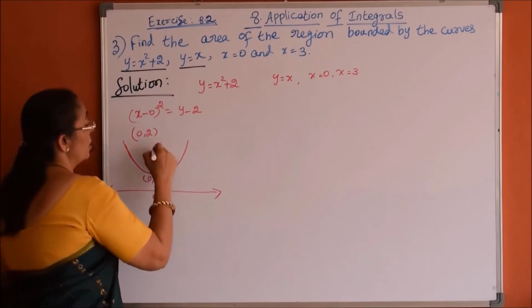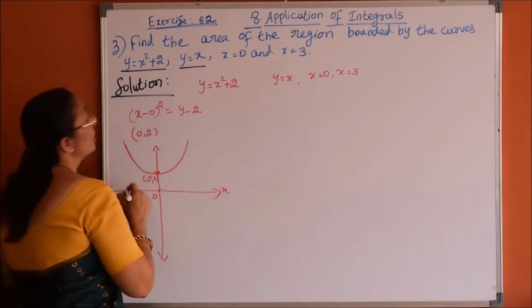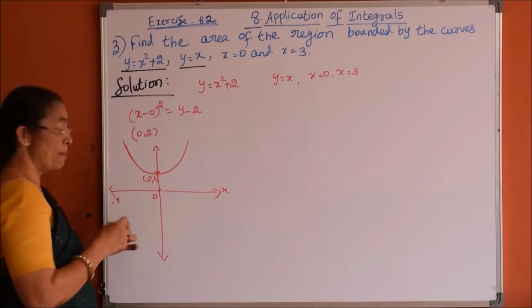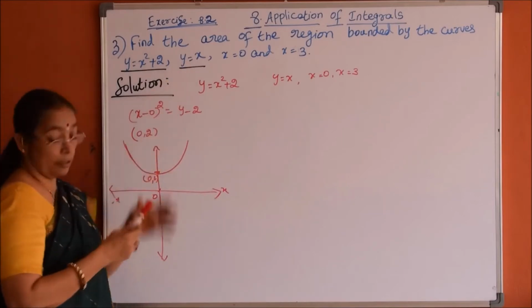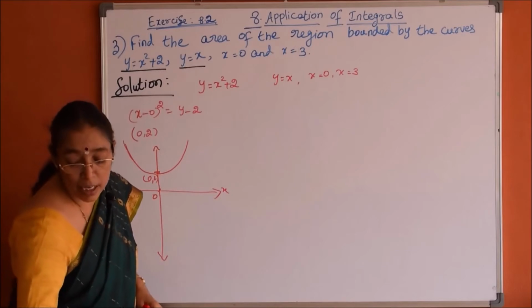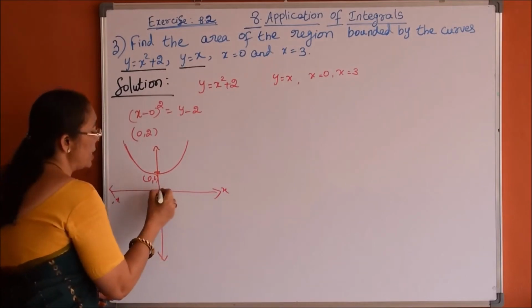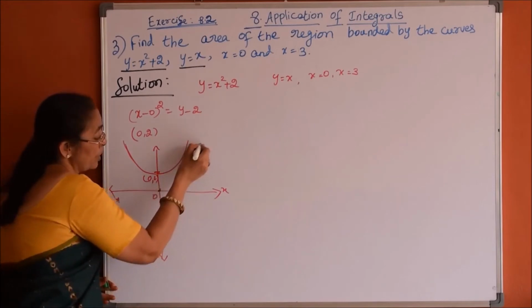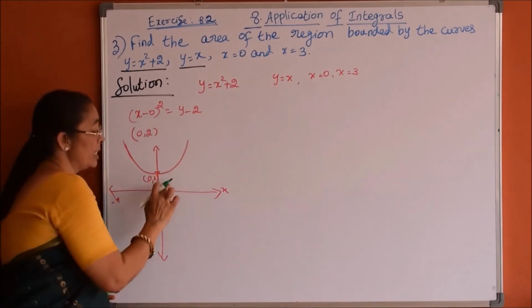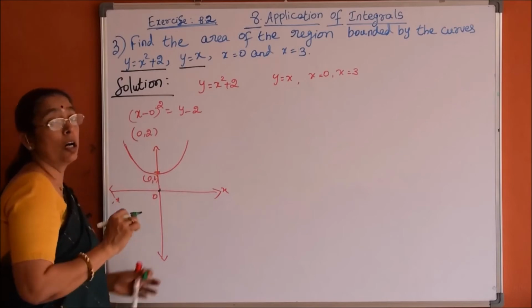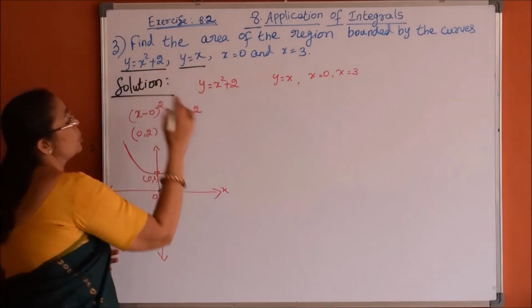Now the second one, the line y is equal to mx, y is equal to x, is a straight line passing through origin with slope 1. So y is equal to x is a straight line. So we will check whether this straight line intersects the parabola or not. So let us solve these two equations.